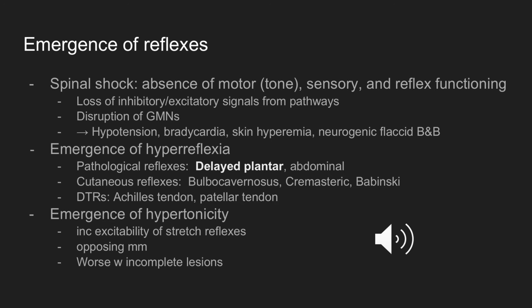So they think that this is due to a loss of input from the rubrospinal, vestibulospinal, and reticulospinal tracts. This then disrupts the facilitation of gamma motor neurons that control muscle stretch reflexes and resting tone. During this period of time, patients usually experience hypotension, bradycardia, skin hyperemia, and neurogenic flaccid bowel and bladder.